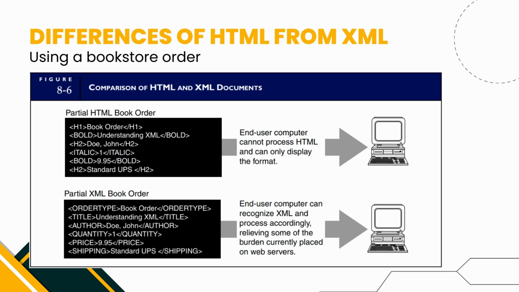In the case of the XML order, the tags are customized to the user, and the user's application can read and interpret the tag data. Thus, the bookstore order prepared in XML presents order attributes in a relational form that can be automatically imported into the bookstore's internal database. End-user computers can recognize XML and process accordingly, relieving some of the burden currently placed on web servers.